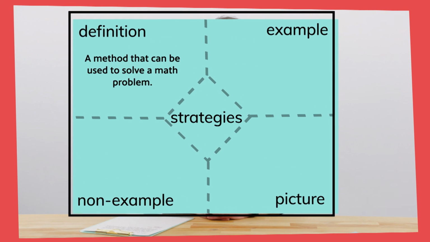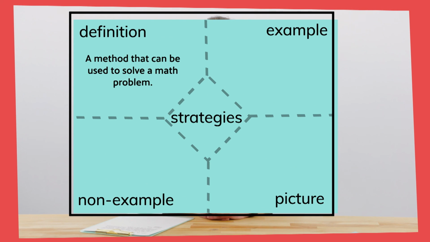And it's fun. Oh, before we go, let's finish up today by returning to our Frayer model. Earlier, we gave a definition for strategies in math. We said that a strategy is a method that can be used to solve a math problem. In your Frayer model, can you write an example of one of the strategies that we used today? That's right, we used estimation and friendly numbers like tens and hundreds to solve the problem. I bet you came up with other strategies as well.